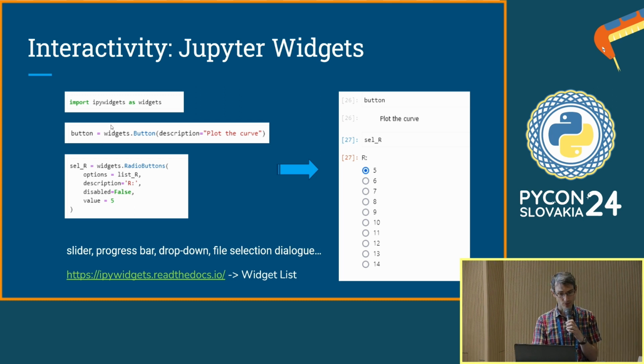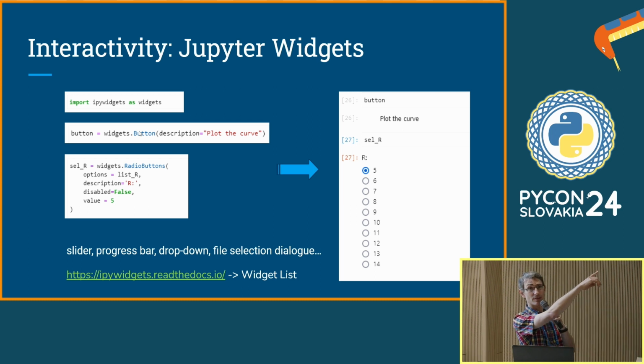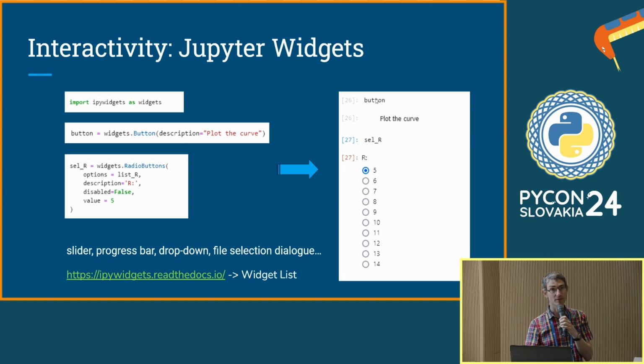It's really simple. So from these widgets, can you read this code, please? I'm instantiating a class Button. I say I want this button to hold a description which says plot the curve, and I'm saving it in an object called button. And later on, when I call this button in another cell, it generates this button with the description, plot the curve.